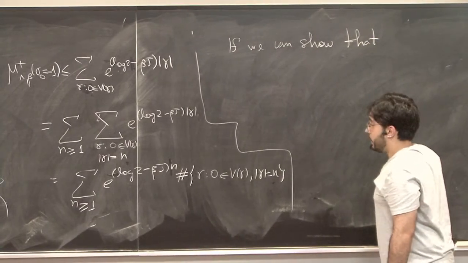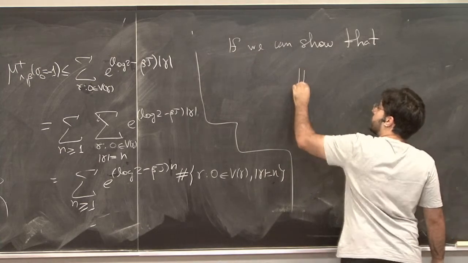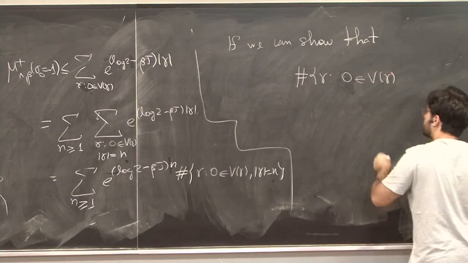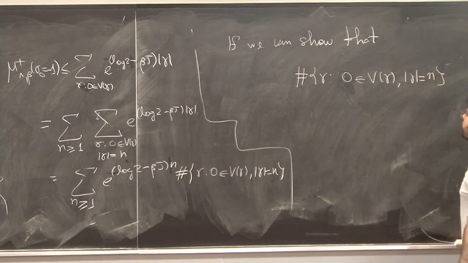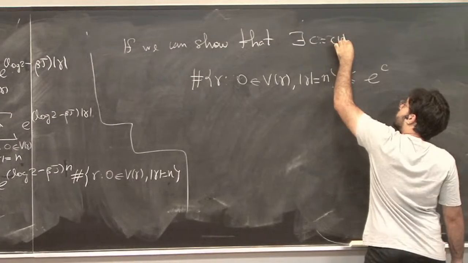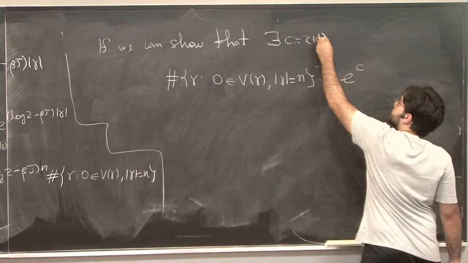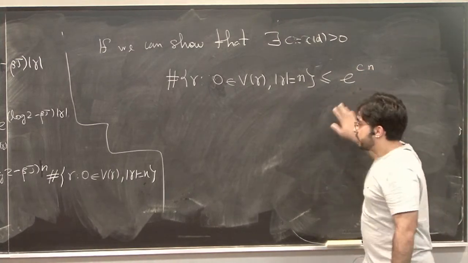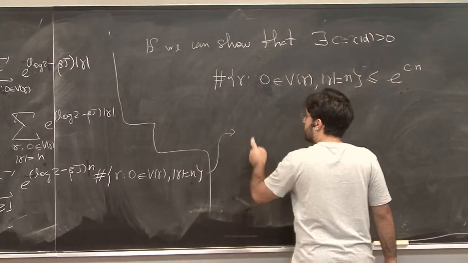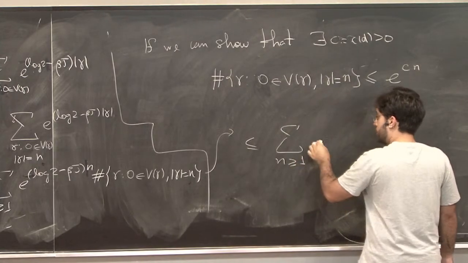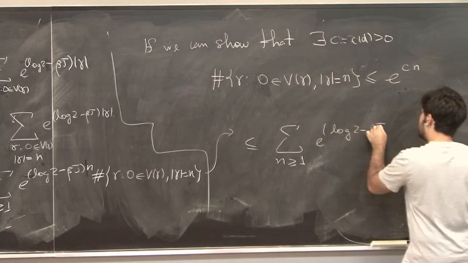And if we can show that this set right here of all the contours such that 0 is inside V gamma, and gamma equals n, is less than the exponential of some constant, so if we can show that there exists a positive constant that can depend only on the dimension of ZD, then if I plug this information here, this series would be exponential of log 2 minus beta j plus c times n.